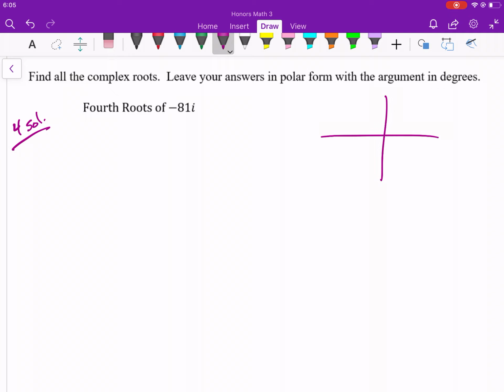The nice thing about this is there's no x values. This is 0 minus 81i. So we're going down -81, meaning our radius is 81. And our angle, theta, is 3 pi halves, or in degrees, 270 degrees. Nothing too crazy. So we got 81 cis 270 degrees. And we are taking the 4th root.